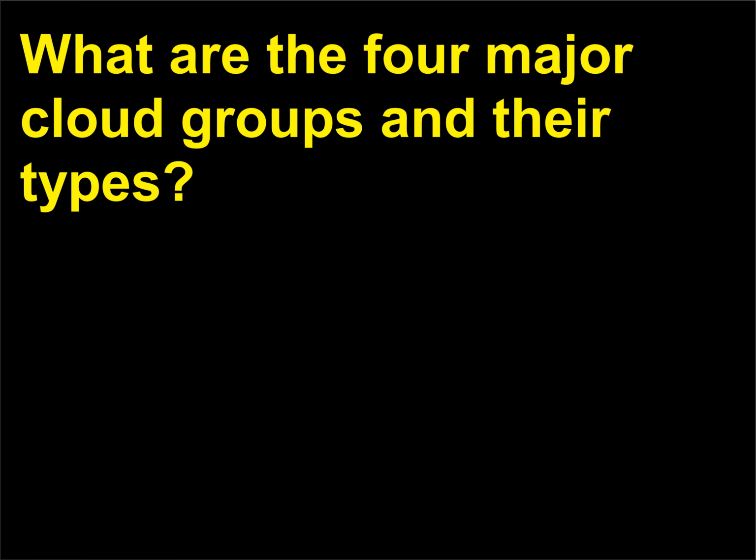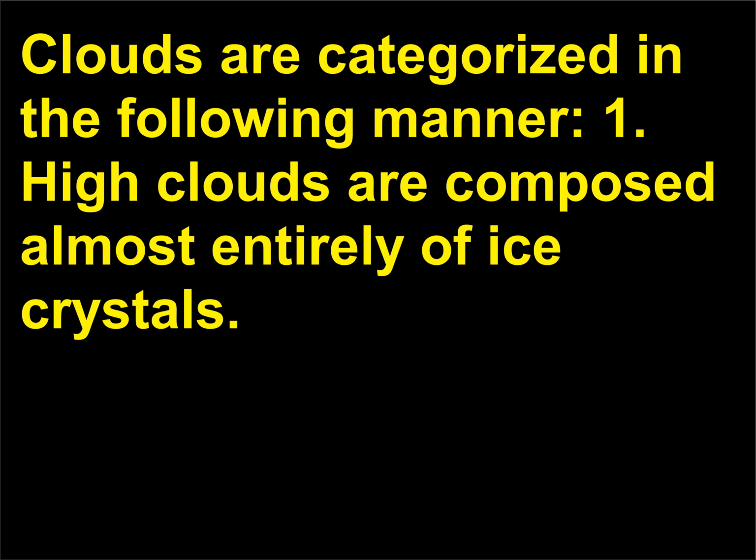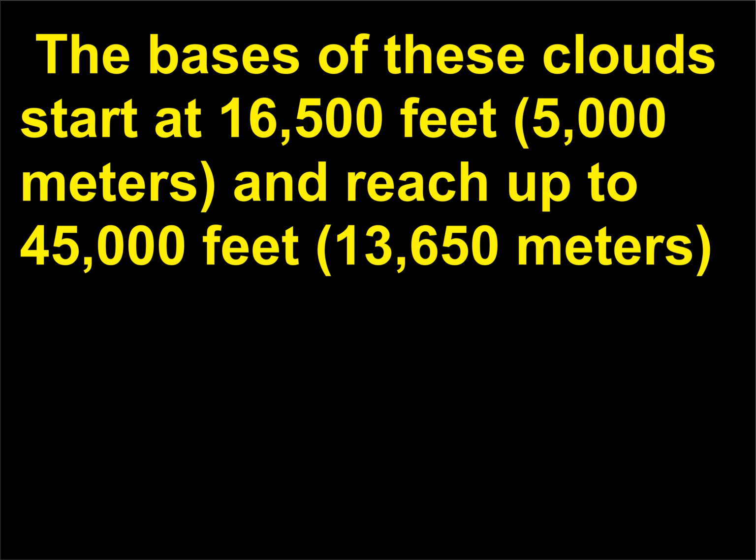What are the four major cloud groups and their types? Clouds are categorized in the following manner. 1. High clouds are composed almost entirely of ice crystals. The bases of these clouds start at 16,500 feet, 5,000 meters, and reach up to 45,000 feet, 13,650 meters.